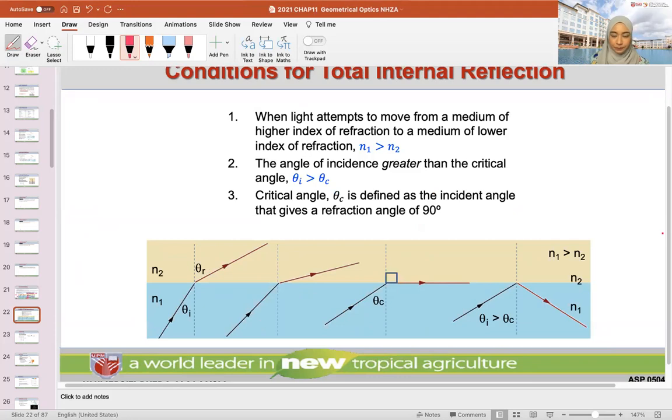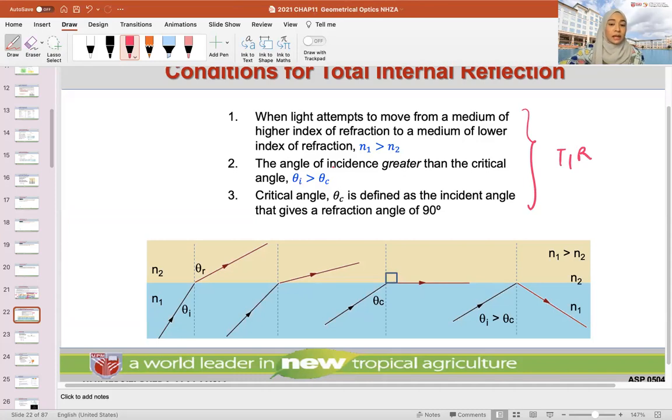Okay, so when the light attempts to move from a medium of higher index of refraction, N1 has to be greater than N2, and the angle of incidence is greater than the critical angle, theta incident is greater than theta critical. The critical angle theta C is defined as the incident angle that gives a refraction angle of 90 degrees. So these are the characteristics of TIR. N1 has to be greater than N2, and theta incident has to be greater than the critical angle.